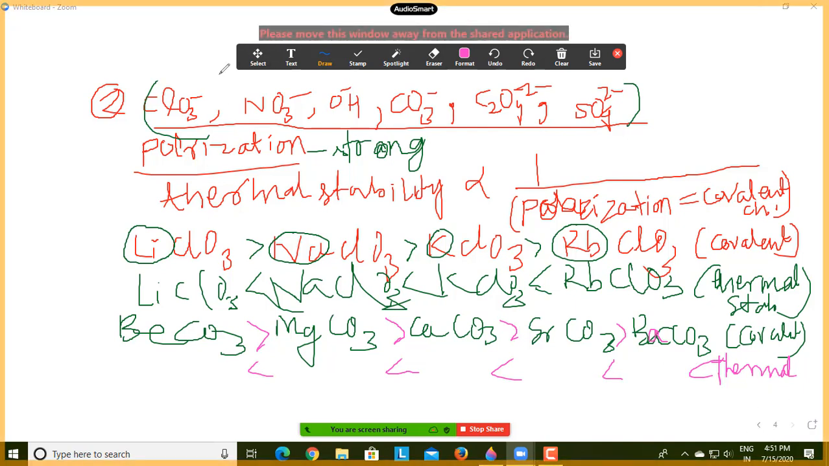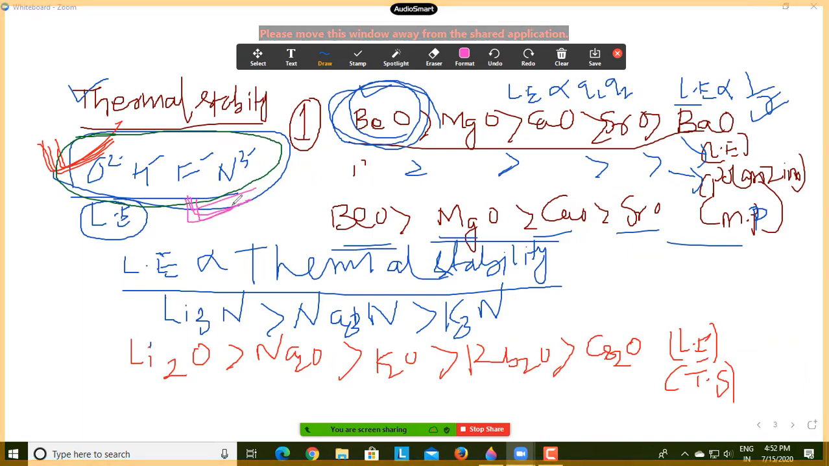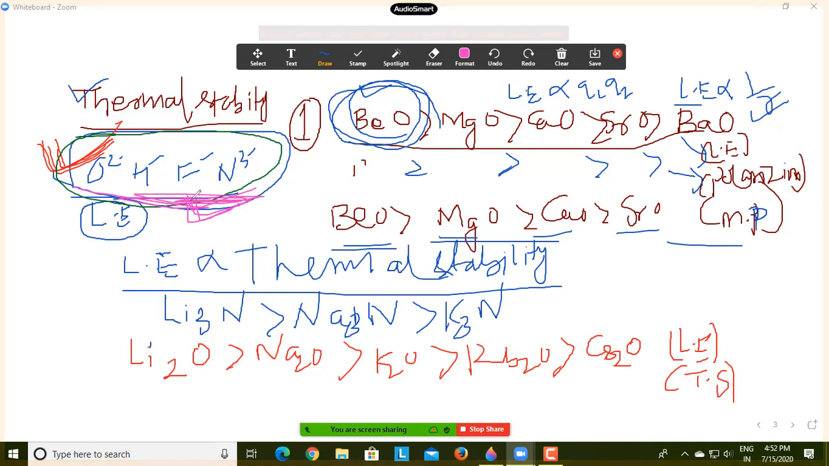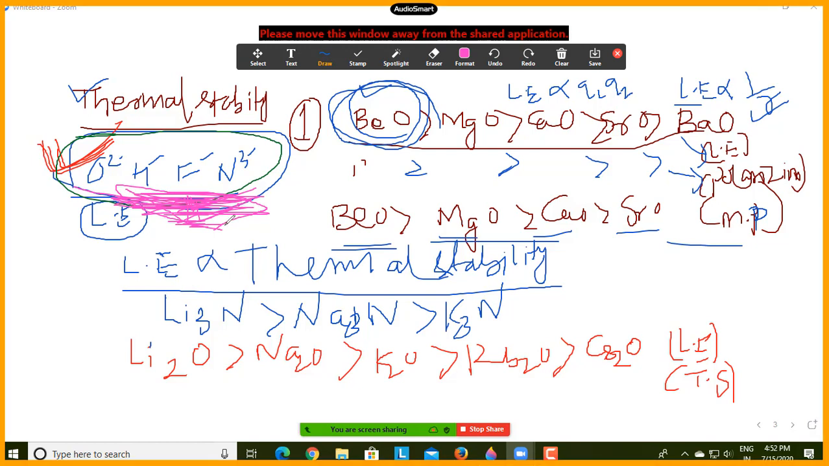Like this, whatever anions are there, you can compare in the same order, with thermal stability inversely proportional to polarization, inversely proportional to covalent character. But remember, if the anions are small sized anions, in that case you do not apply polarization because polarization is very less effective. Polarization is dormant in this case, negligibly small. If polarization is negligibly small, the order will not follow polarization. If you apply it, the answer will be wrong.